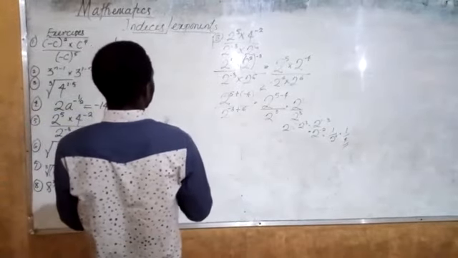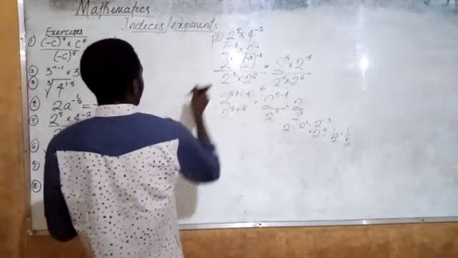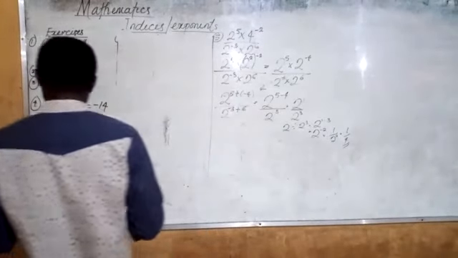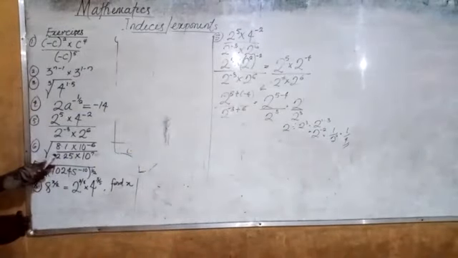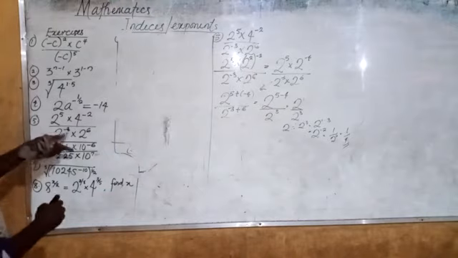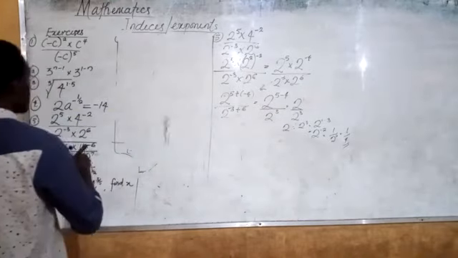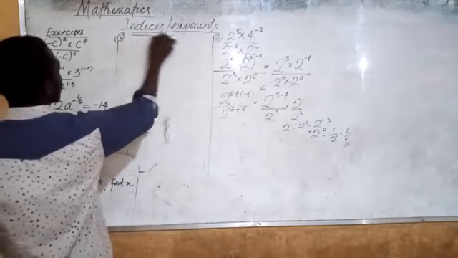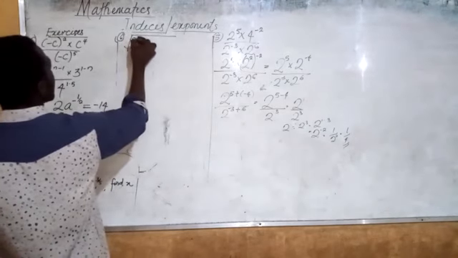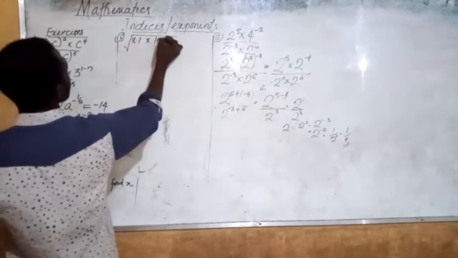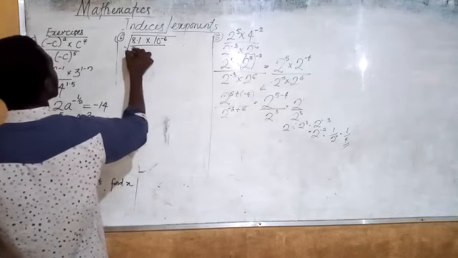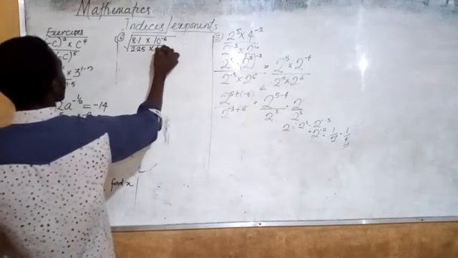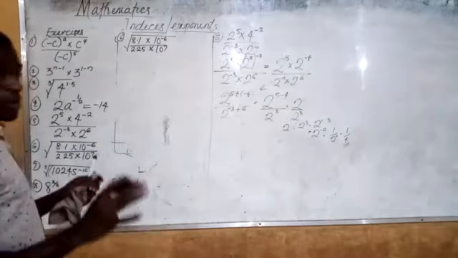Alright, so number 6 here says that, now there are no unknowns here, they are all numbers as this one. So we have number 6 is the square root of 8.1 times 10 to the power minus 6, all over 2.25 times 10 to the power 7. Alright, this is very simple as well.